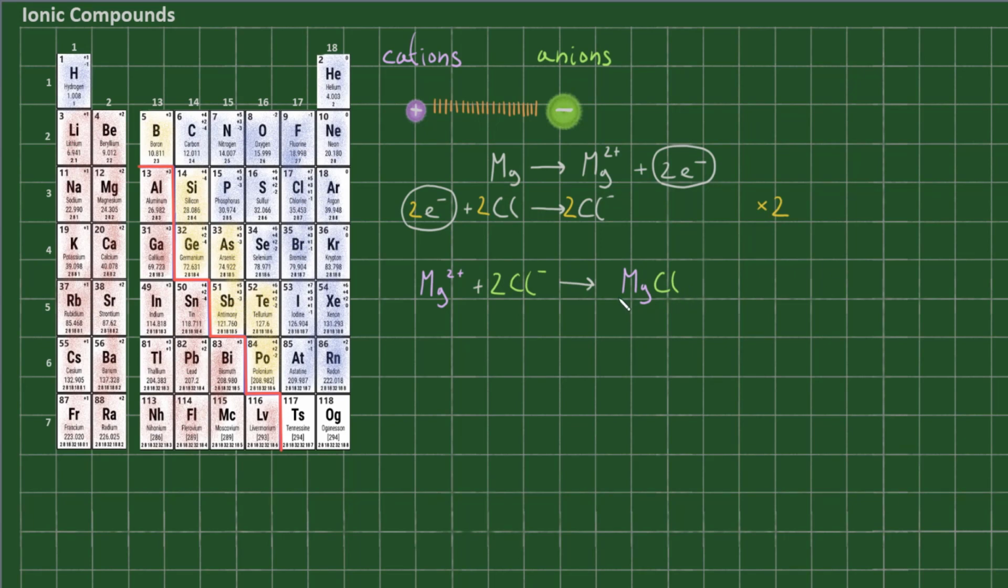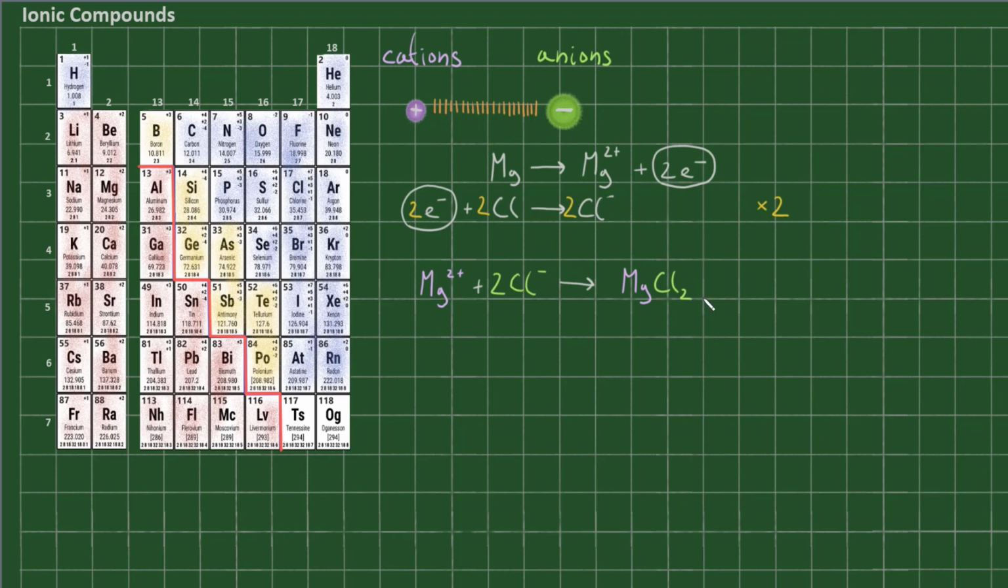However, this is not completely correct. The left-hand side has to equal the right-hand side. On the left, I have 1 magnesium and 2 chlorines. On the right, I have 1 magnesium and only 1 chlorine. I need to indicate that I actually have 2 of them. Where does that 2 go? It does not go in between the magnesium and the chlorine symbols. It goes as a subscript after the chlorine symbol.